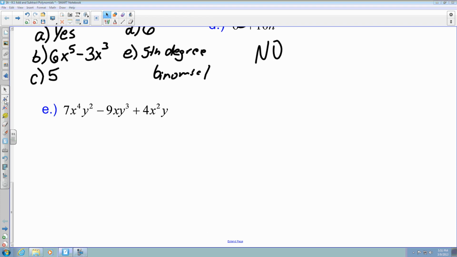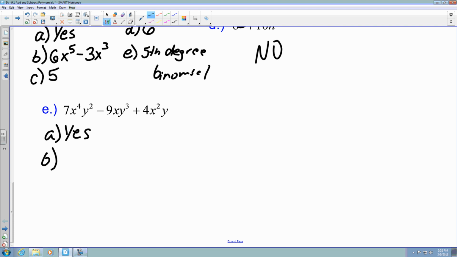For the last one, I have 7x to the 4th y to the 2nd minus 9x y to the 3rd plus 4x squared y. So is this a polynomial? I can say yes, it is. It does not fit any of the criteria that it would not be a polynomial.